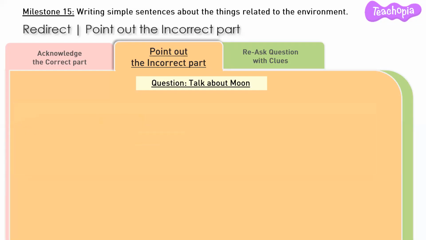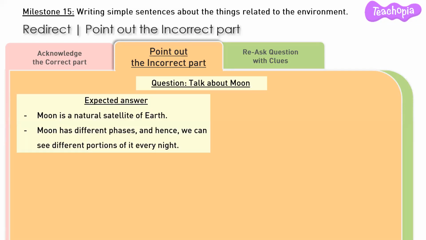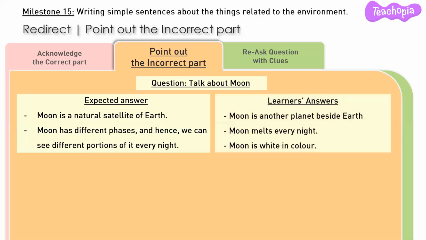So again, taking the same example from our milestone 15 about the question, talk about the moon, the expected answer remains the same. The incorrect answers also might be a little different every time we ask them. So here is an additional kind of incorrect answer, which is white in color, which is true, but it is not the answer that we're expecting.